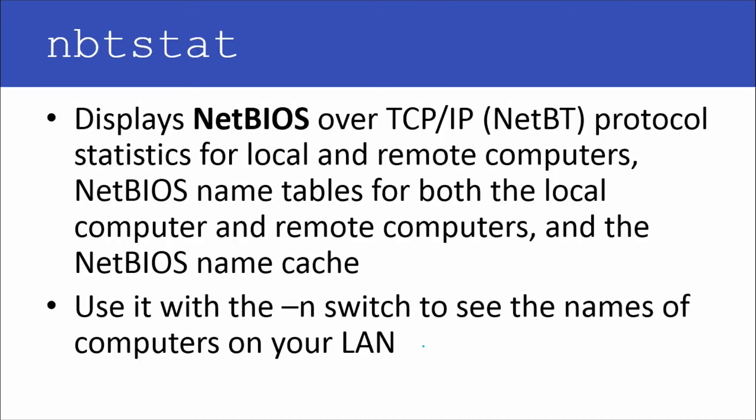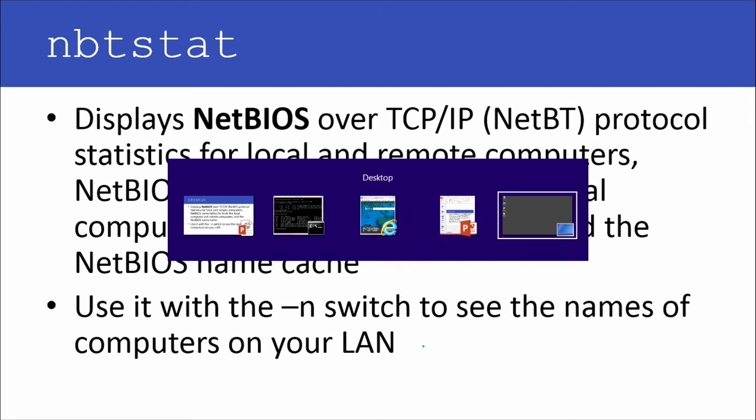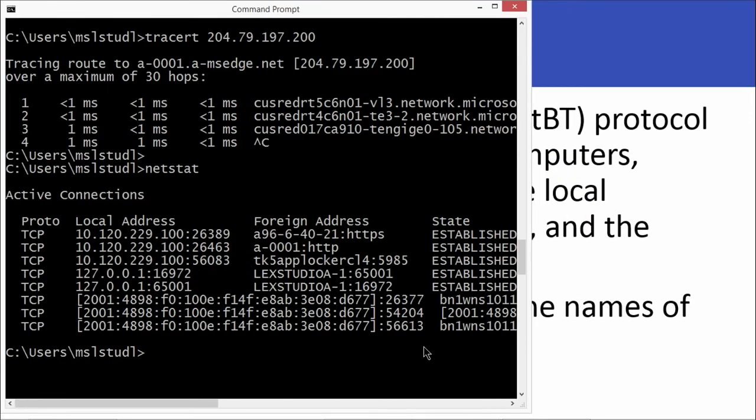NBTstat is a command that's going to display NetBIOS over TCP/IP statistics for local and remote computers, NetBIOS name tables, and also the NetBIOS name cache. If you use it with the -n switch, rather separate it and type NBTstat space -n, then you can see the names of all the computers on your local area network that you've communicated with. So if we head back over to the command prompt, let's try that out.